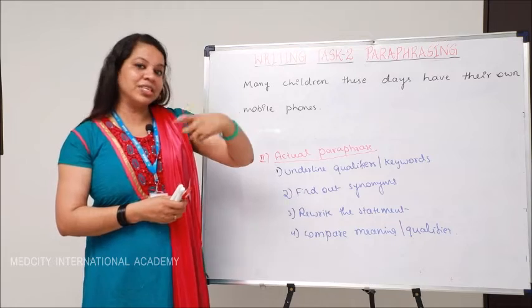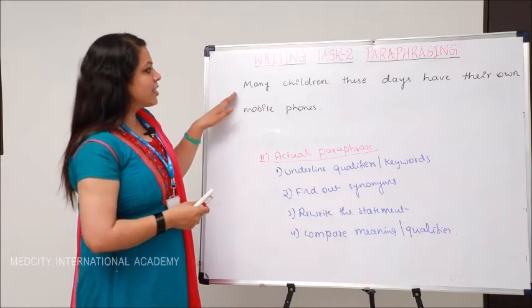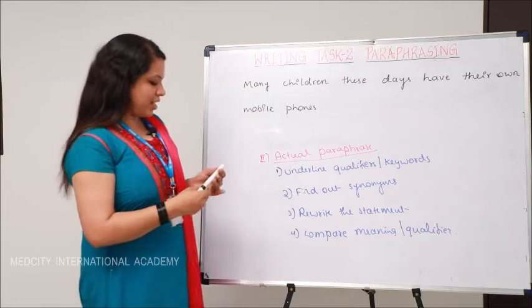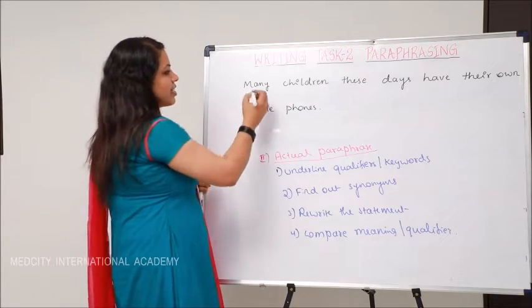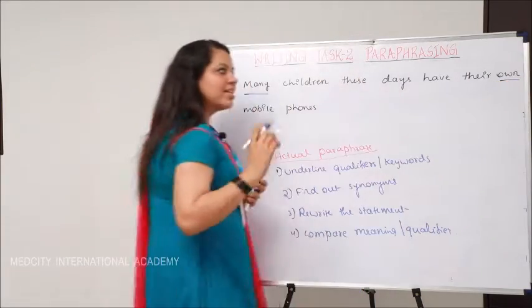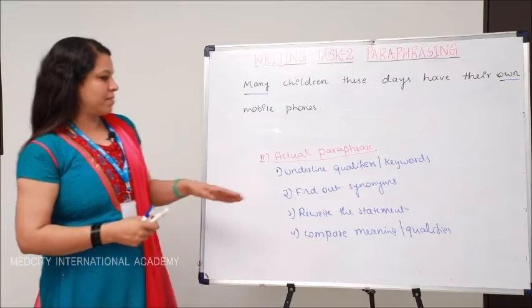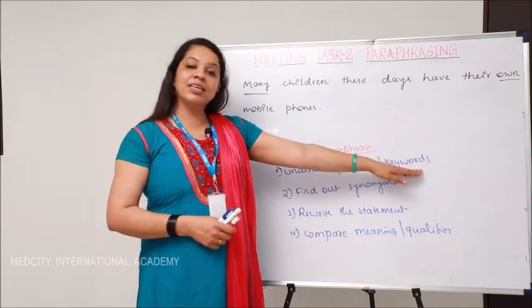So this word which describes a noun or qualifies a noun is called an adjective. For example, if you see in this statement, you have 2 adjectives here: one is "many" and another one is "own". These 2 are the adjectives and these are the qualifiers of our statement. And then you have to underline your keywords.